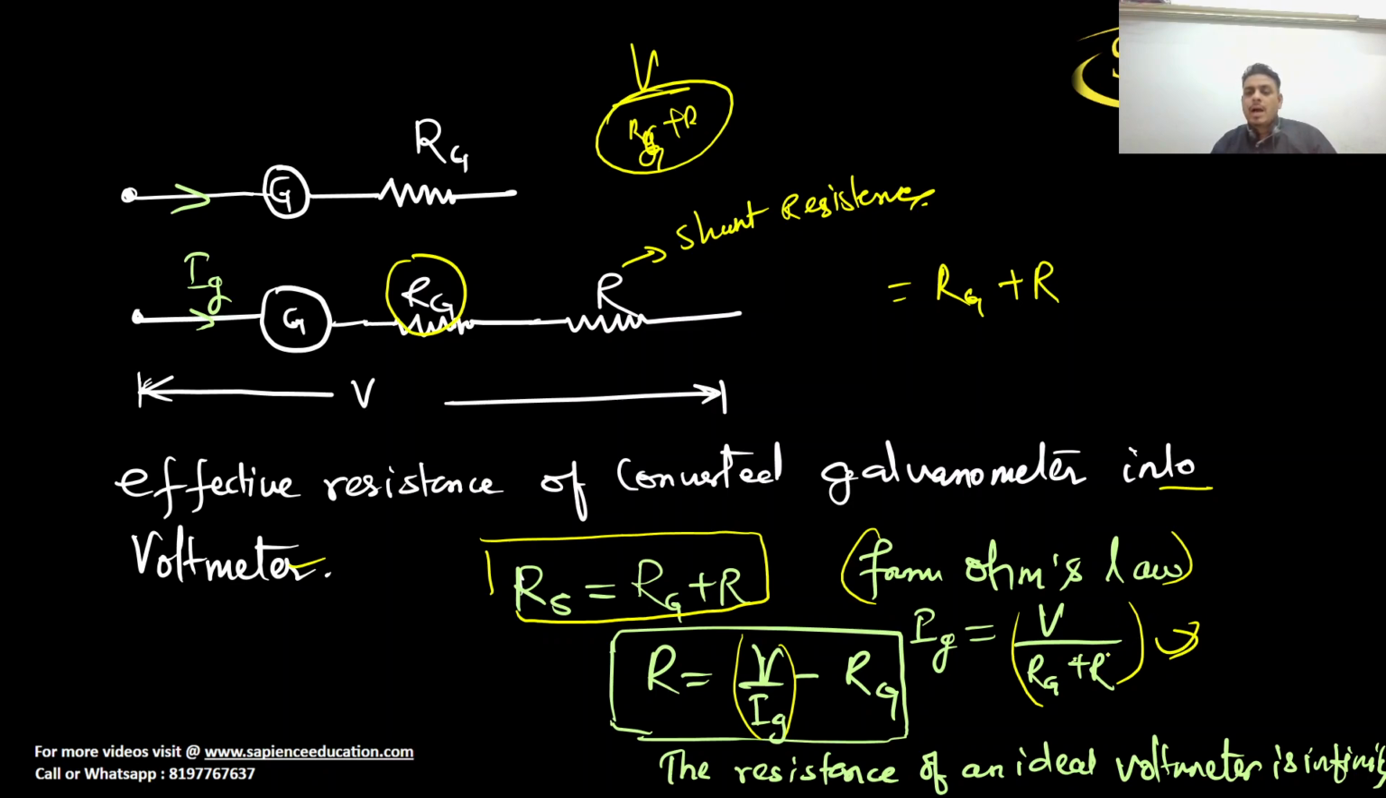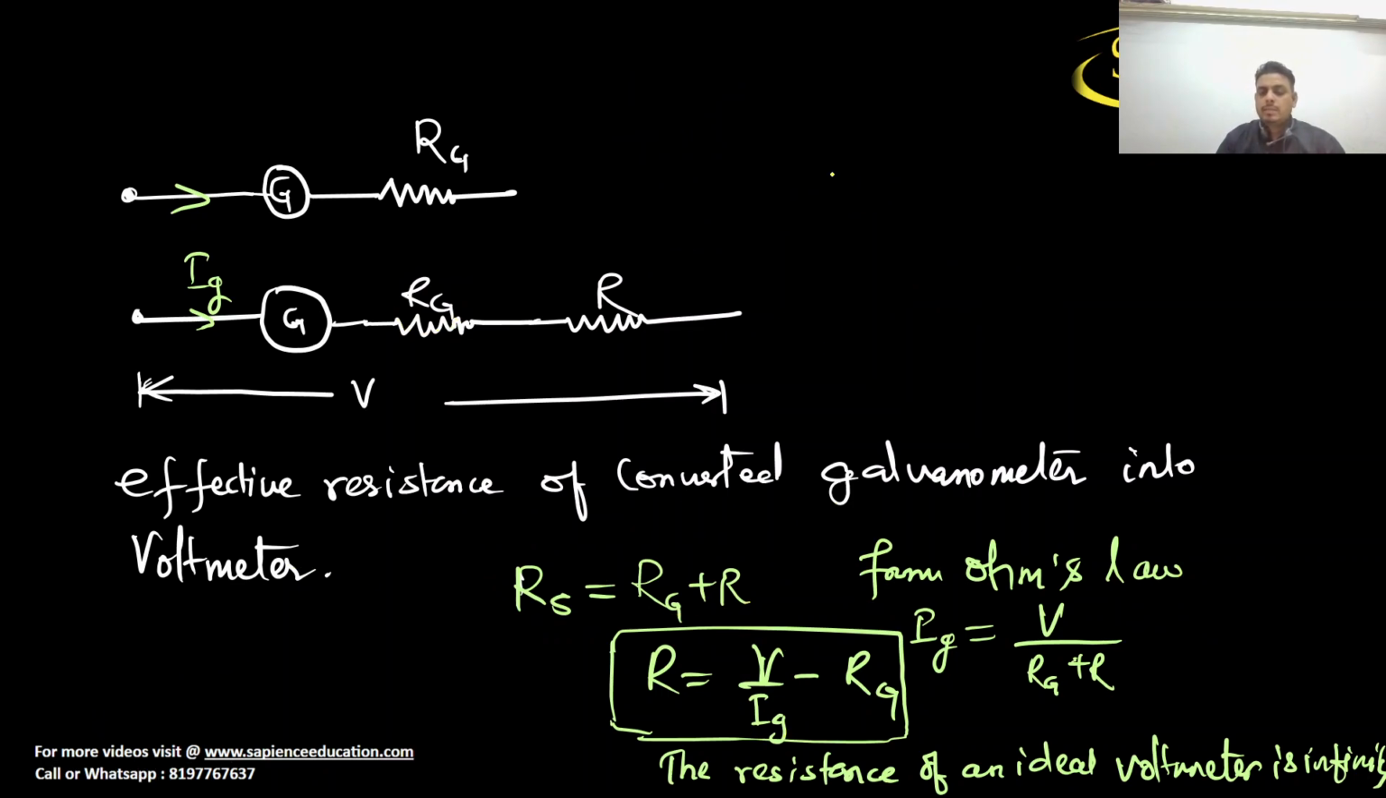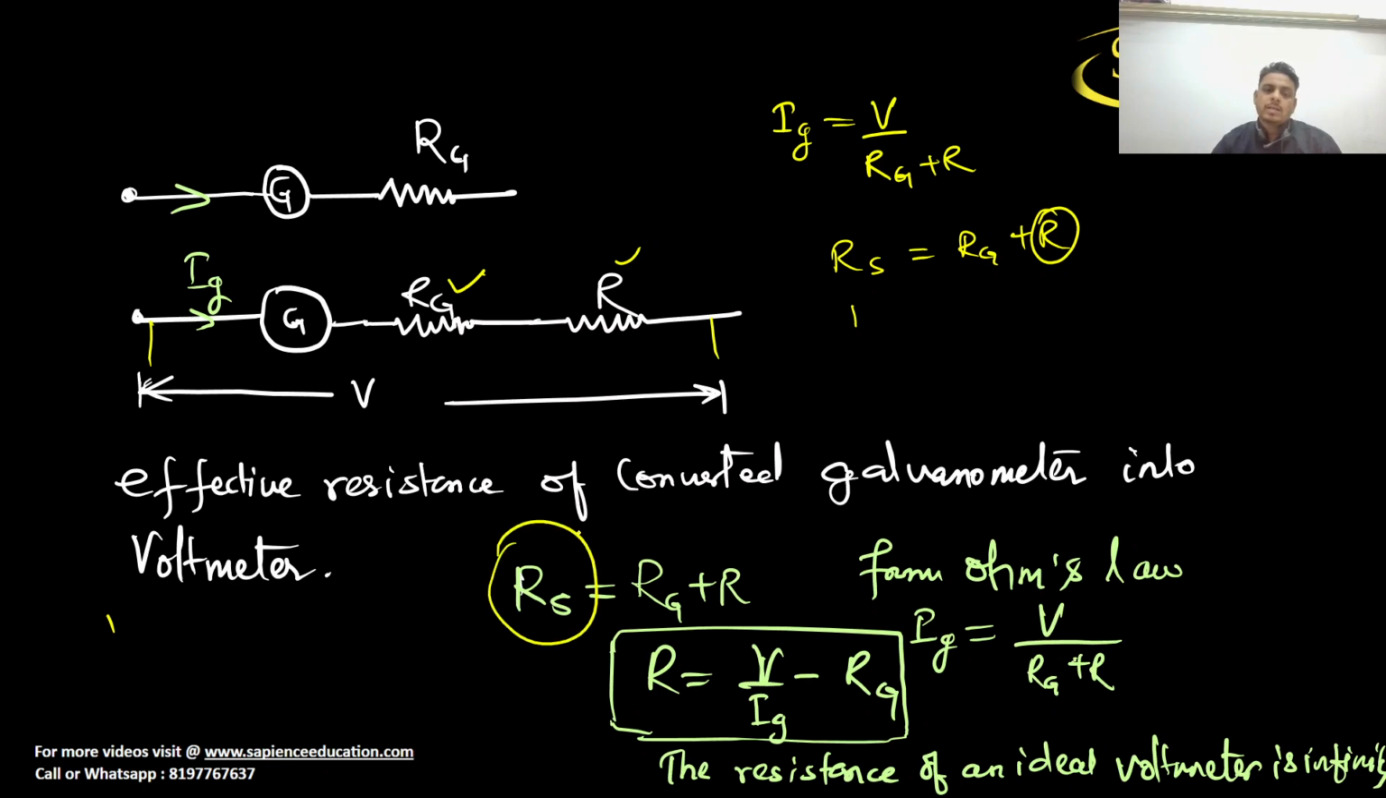Let us do it properly. Ig, the current in the galvanometer, will be equal to the voltage divided by the total resistance, that is Rg plus R. Now we have understood that the total effective resistance Rs is equal to Rg plus R. This is the total resistance in series.